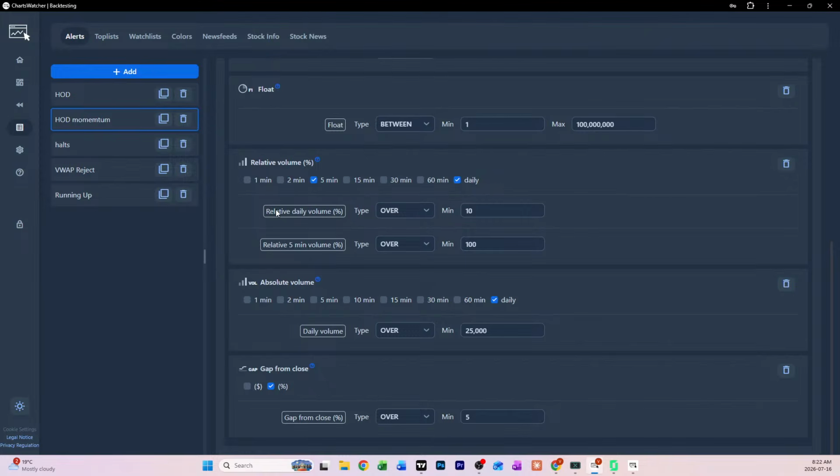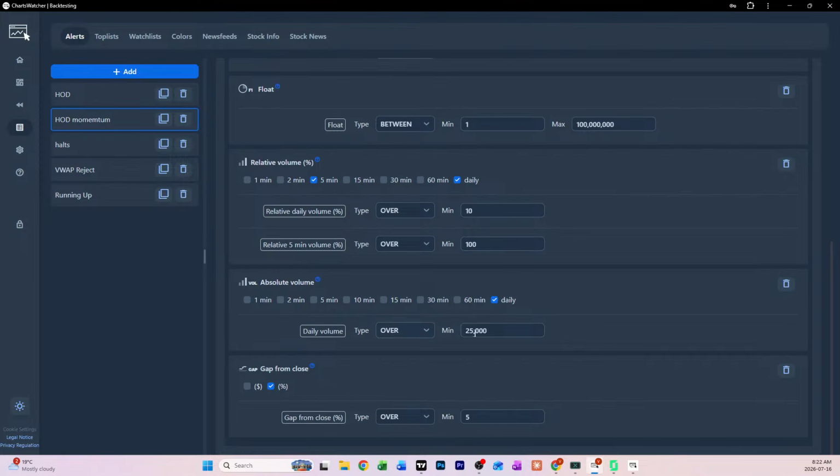Relative volume on the daily needs to be over 10%, which is equal to 0.1 if you're converting it to the actual ratio. And 5-minute relative volume percent needs to be above 1.